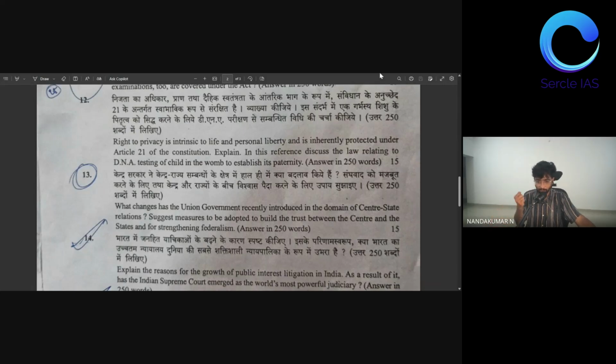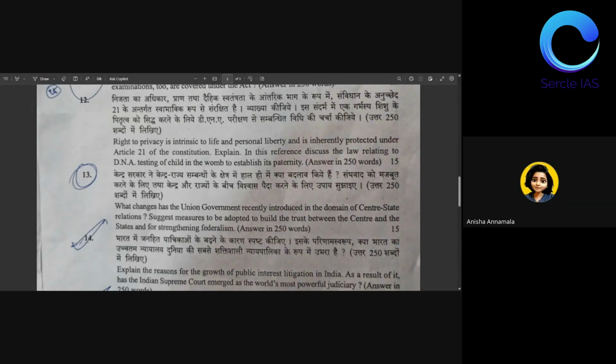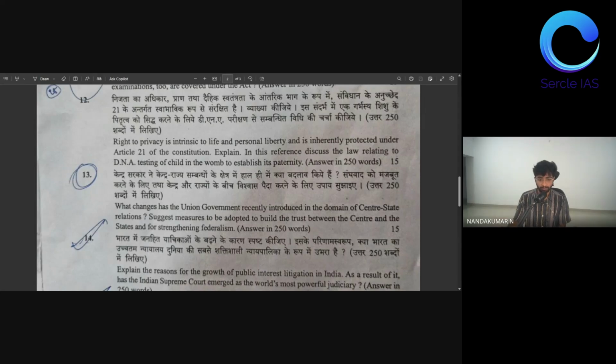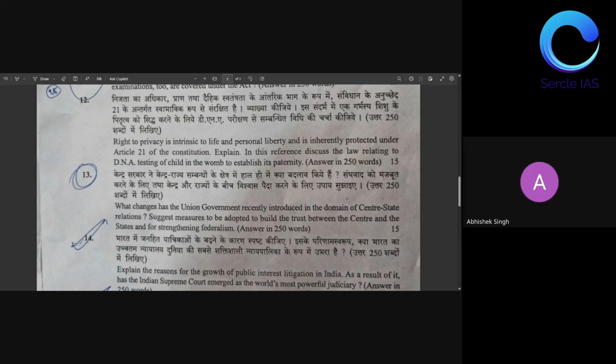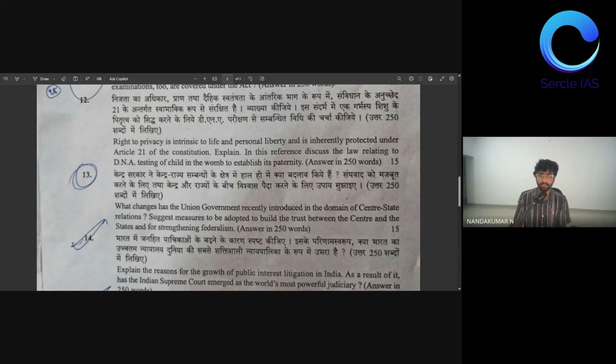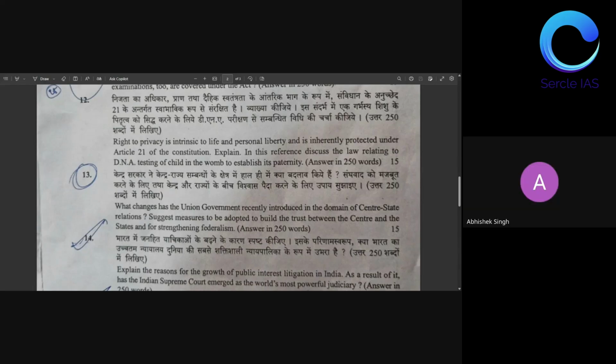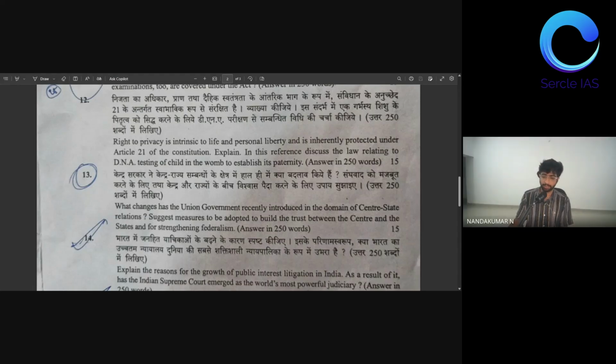Can you cite some of the changes, the new changes brought in the domain of center-state relations? Any body or an organization or a council or something? GST council, yeah, GST council. Fine. So, suggest measures to be adopted to build trust between center and state and strengthening federalism. What is the syllabus connect? Niti Aayog can also be there. Yeah, Niti Aayog can definitely. Good. Interstate councils and all. Interstate council, it is already there, no? Yeah, okay, recent. Niti Aayog is a recent phenomena.